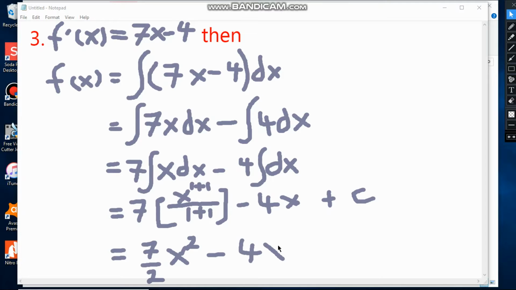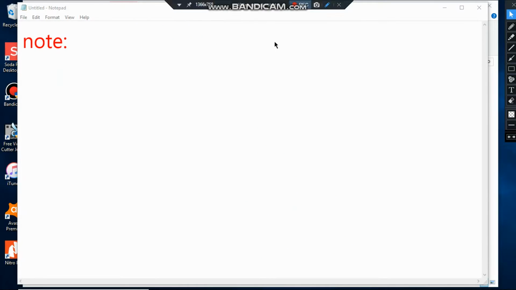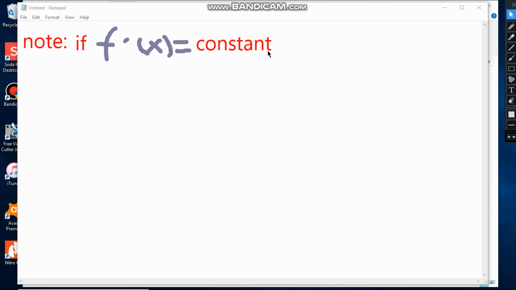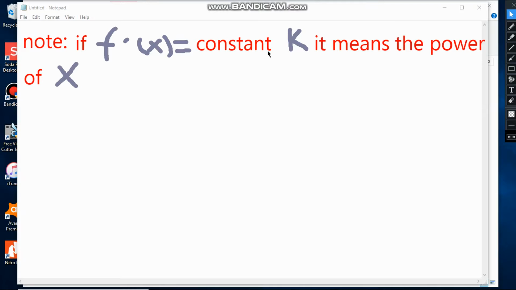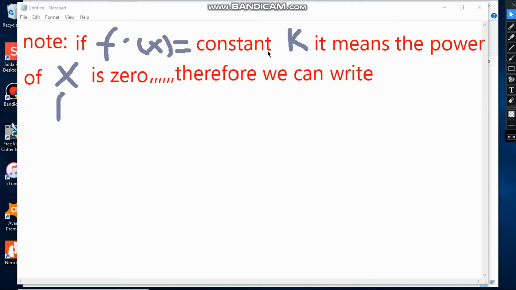Note, if my first derivative of the function f of x is a constant k, it means the power of x in this function is 0. Therefore, we can write f dash of x as k times x raised to 0.